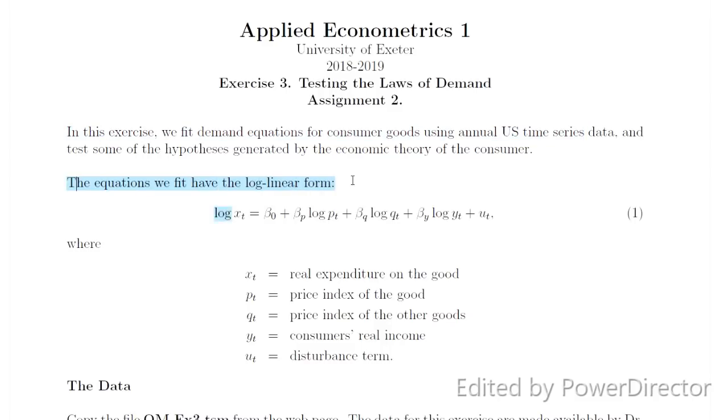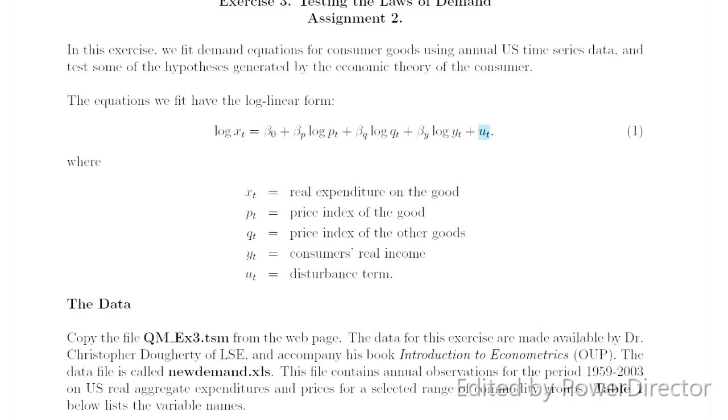The equations we fit have the log linear form, so it's going to be log xt, where xt is the real expenditure on the good. Beta naught is just the parameter or the coefficient. Beta p is going to be the coefficient of log pt, where pt is a price index of the good. Beta q is going to be the coefficient of the price index of the other goods. Beta y is going to be the coefficient of log yt, which is the log of the consumer real income. And ut here is going to be only the error term, or what is known as a disturbance.